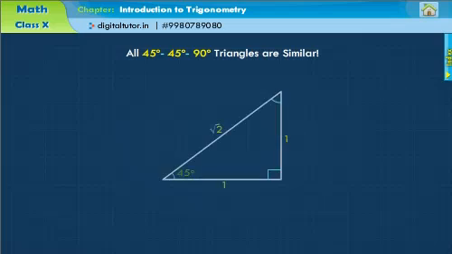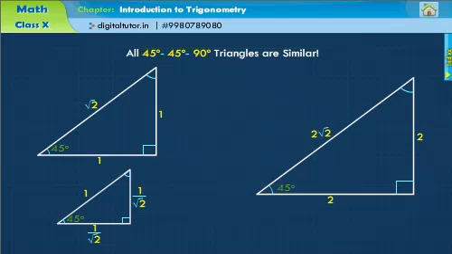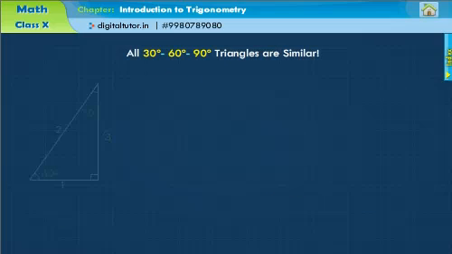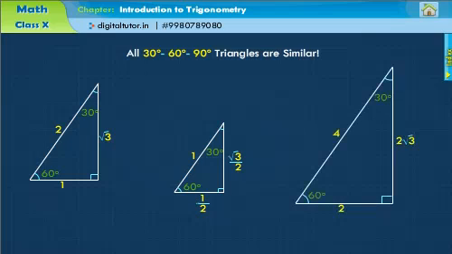All 45-45-90 degree triangles are similar. All 30-60-90 degree triangles are similar.